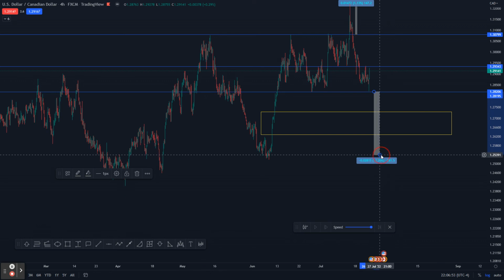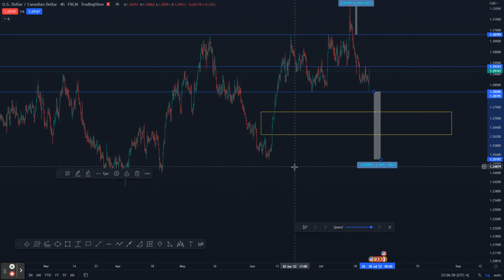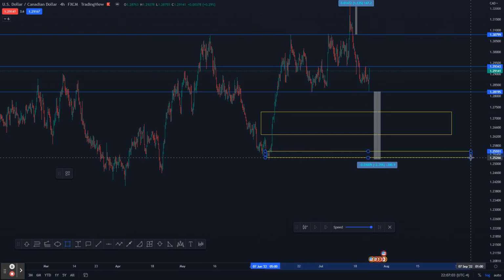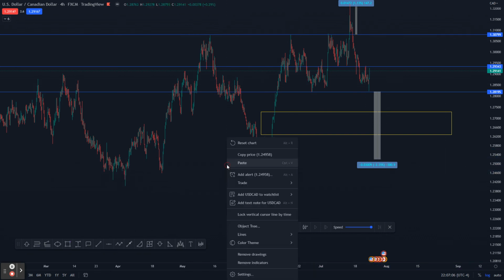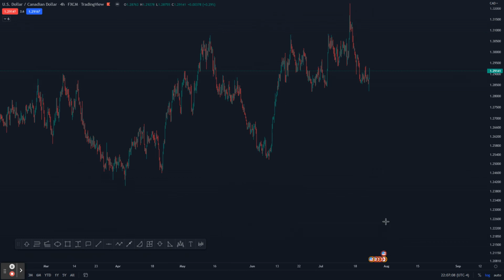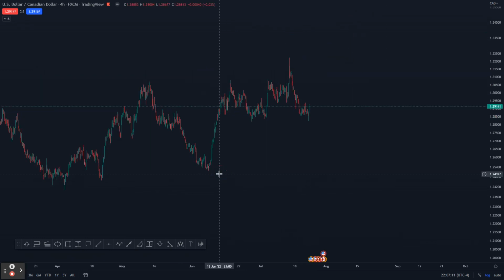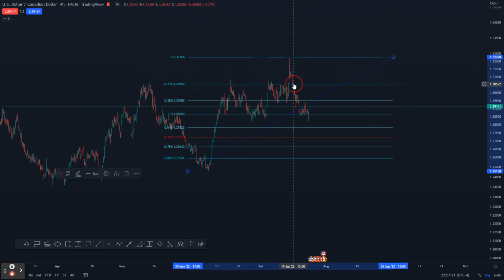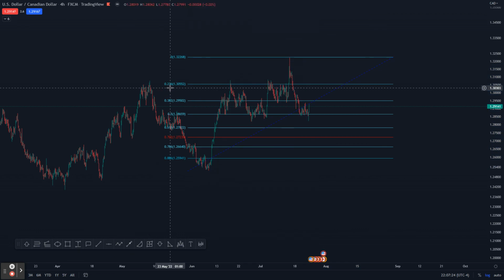But this is the one where I was telling you we're looking at over 300 something pip drop if we can get all the way down here. But that's a stretch because we already seen what happened before. So I wouldn't be trying to hold to get down here. But this is what I can do. I can measure this whole impulse, and I get my levels. And what happened? Came up. We crossed this 23%.